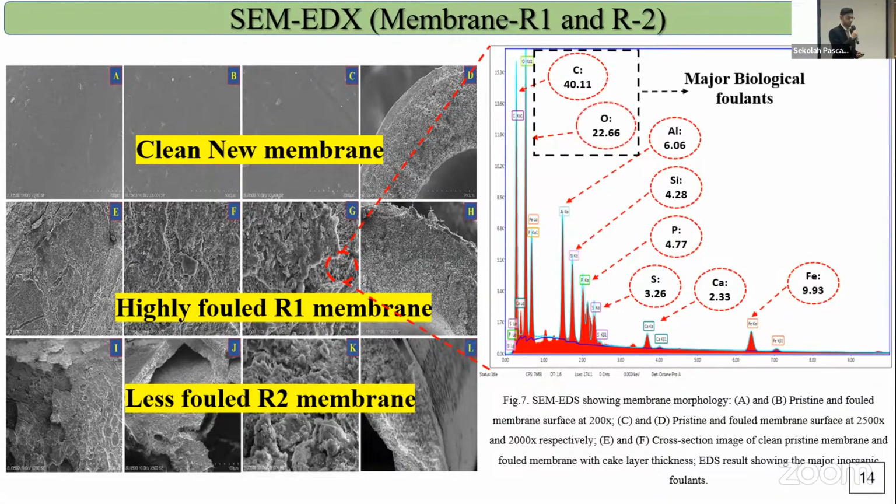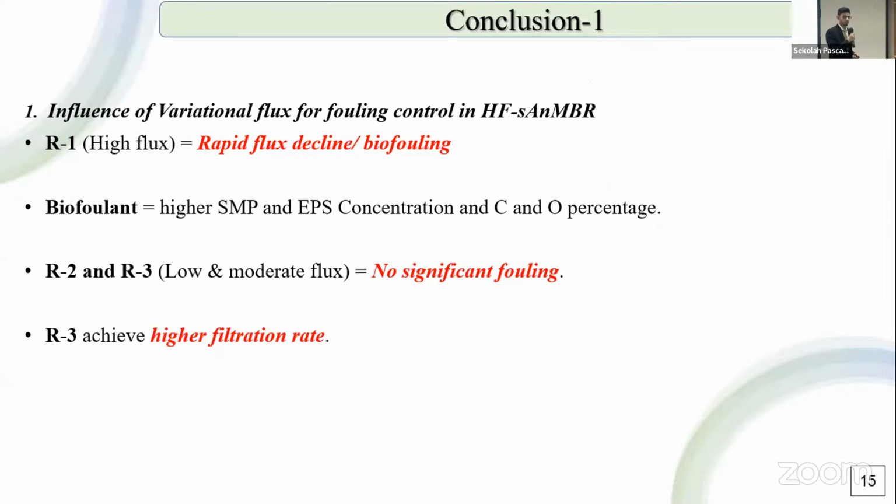Conclusively, from the biofouling study, we could say that under the influence of variational flux, at very high flux, rapid flux decline or biofouling happened due to concentration polarization on the membrane surface. The majority of the foulants are biological in nature, and the reactors that operated at low and moderate flux had no significant fouling on the membrane surface, as well as R2 and R3 both achieved a higher filtration rate or permeate flow.